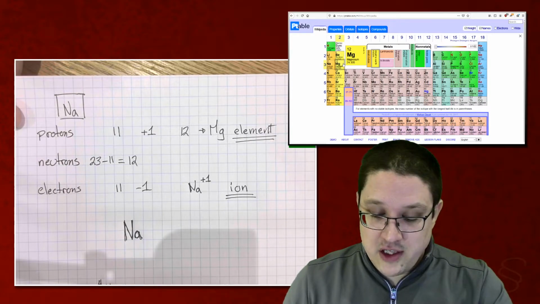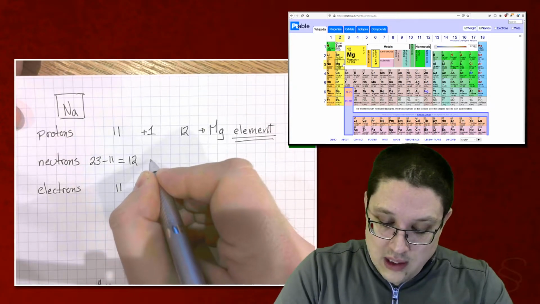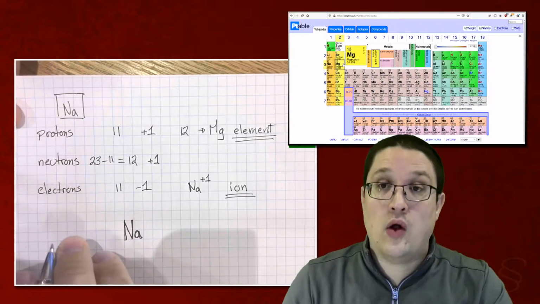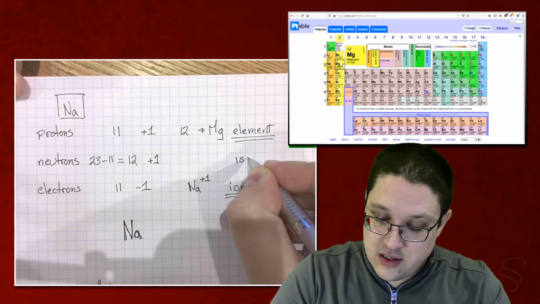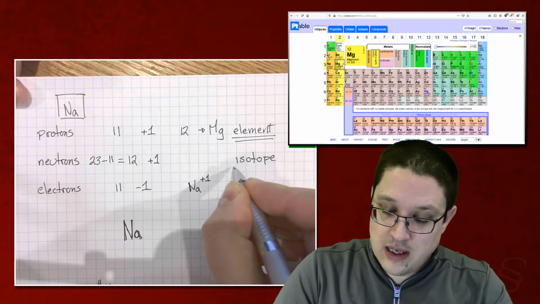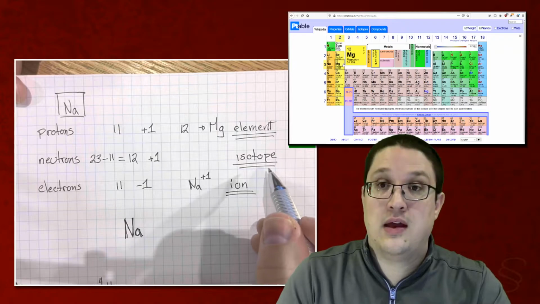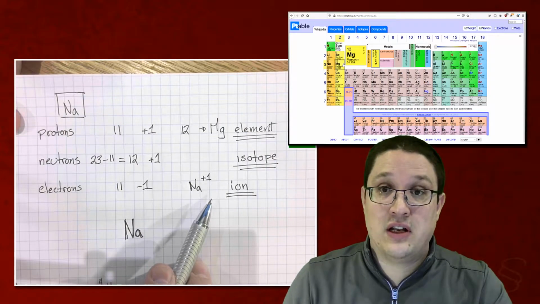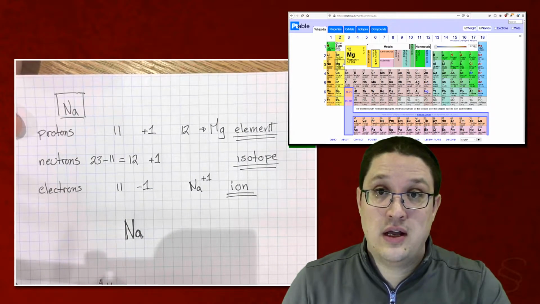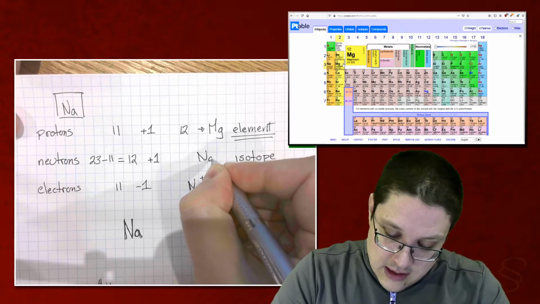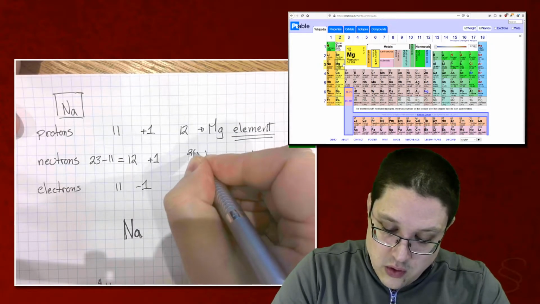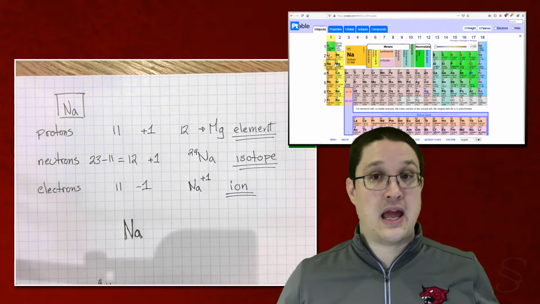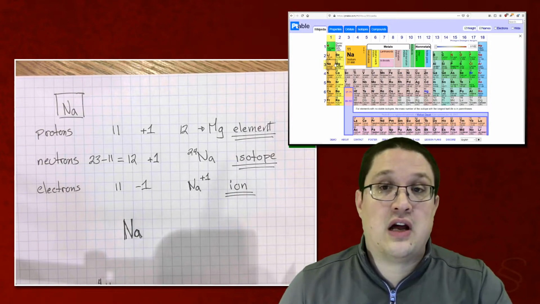If I change the number of neutrons, well, let's say I add 1 neutron here, so I would have 13 instead of 12. What I get is a different isotope. So it's still sodium because I have 11 protons. It's still neutral because I have 11 electrons, but I have a heavier isotope. So I would write this as sodium instead of 23, this would be sodium 24. So this is the same thing as sodium. It's just a heavier version of it because it's a different isotope.